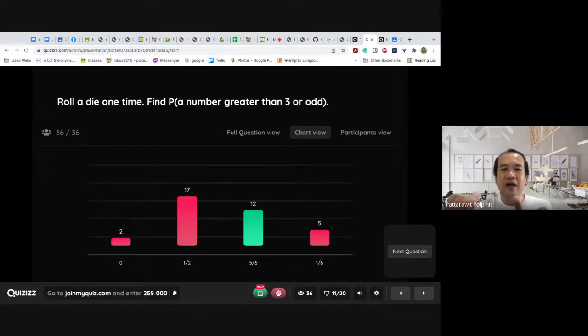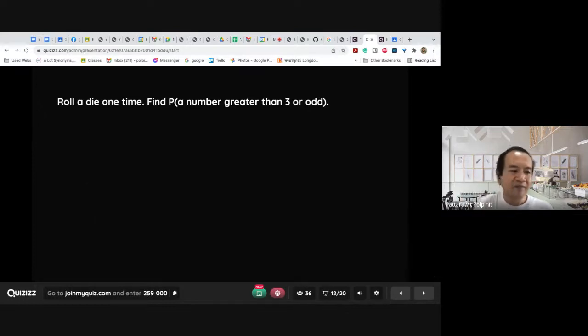So together, what numbers do we have? We have 1, 3, 5, and then 4, 5, 6. So we have 1, 3, 4, 5, 6. So it's actually 5 of them, right? Divided by 6. 1 over 2? No, it's actually 5 over 6, right? We have 1, 2, we don't count. 3, yes. 4, 5, and then 6. Yeah, 5 over 6.